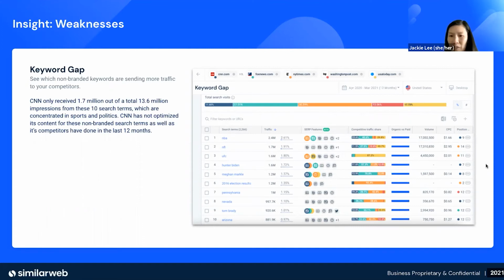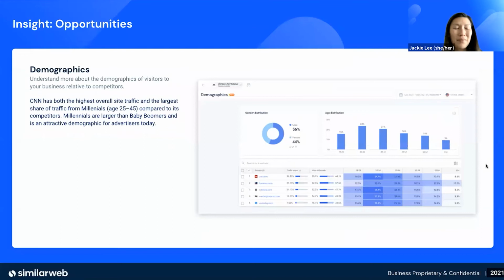We'll go into the actions that CNN can take to address this later on in the presentation, but I think this is something that we found that was really interesting as we were evaluating the company. Can we move on to the next slide, please?